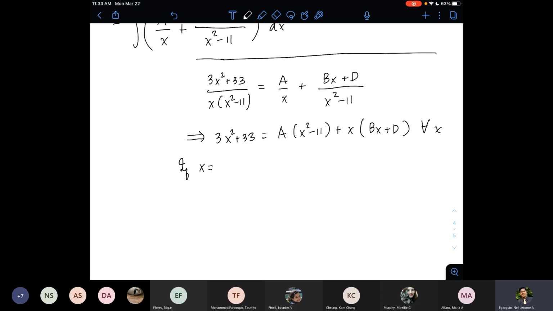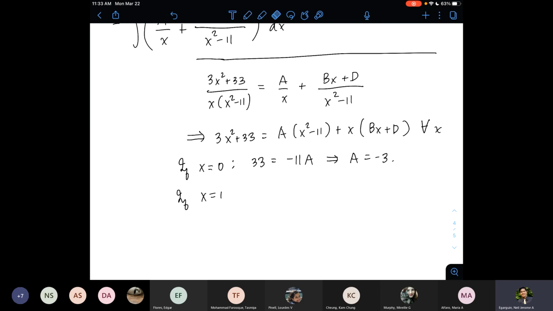So if x is equal to 0, I guess that's the easiest choice. If x is 0, we get 33 equals negative 11a. All right. So this implies that a is equal to negative 3. Okay. But again, of course, you could have factored 3 out of the numerator. That's fine. Another choice would be what? Well, you can pick x equals 1. Actually, I'm thinking of choosing x to be equal to root 11. That's also fine.